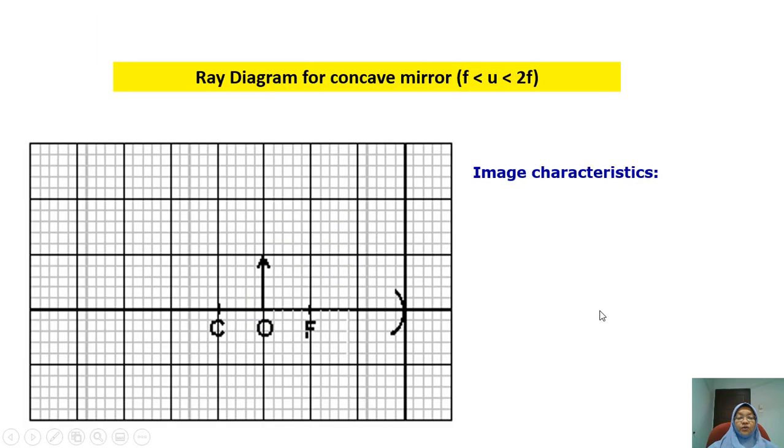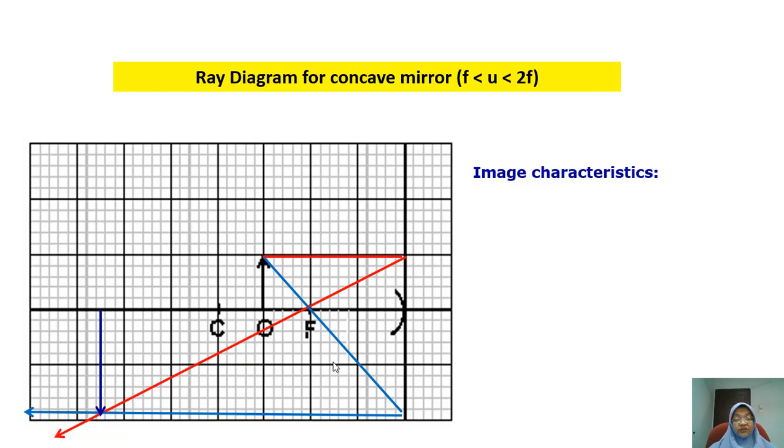Okay, now we move forward so that U is between F and 2F. So we draw the first line, parallel, goes to F, and F parallel. Okay, so this is the location of the image. So the image is upright. Sorry, the image is inverted. When inverted, it must be real, and the size is magnified. So it should be real, inverted, and magnified.